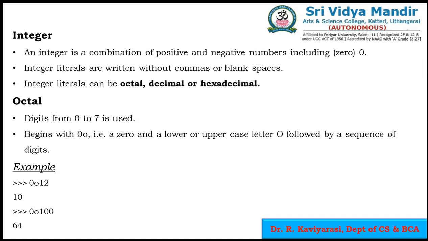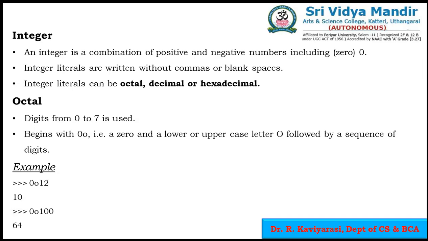An integer is a number which contains only whole numbers. That means an integer number will not contain any decimal points. This integer number may be either a positive number or a negative number. It may include 0 also. The integer literals are written without commas or blank spaces, so these integer data types cannot include any comma or blank spaces. The integer literals can be octal, decimal or hexadecimal.